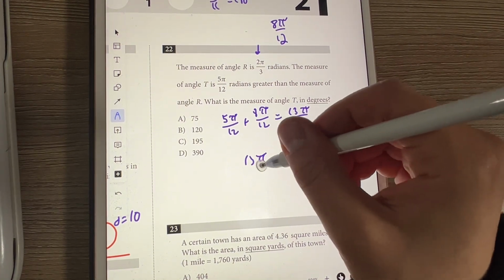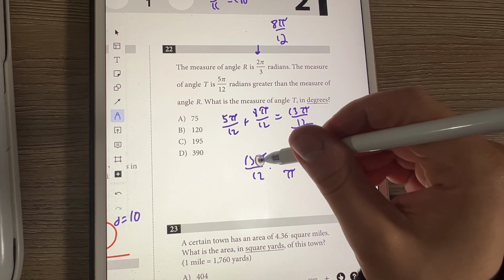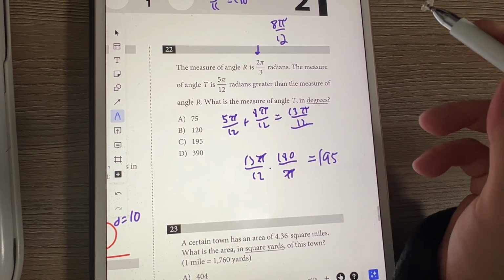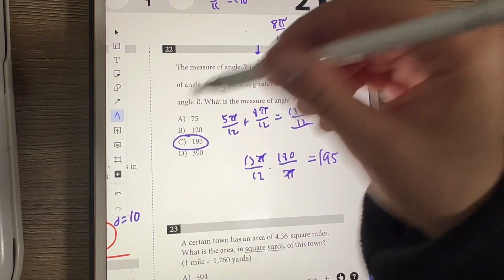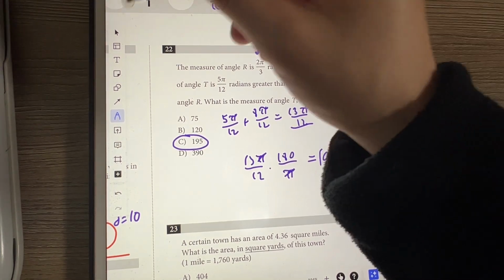So 13 pi over 12 times 180 over pi. The pi's are going to cancel out, and we're going to be left with 195. Our best answer here is answer choice C. Radians are a really confusing topic, but they only show up a couple times and in a very similar format each time. So master this question and you should be good.